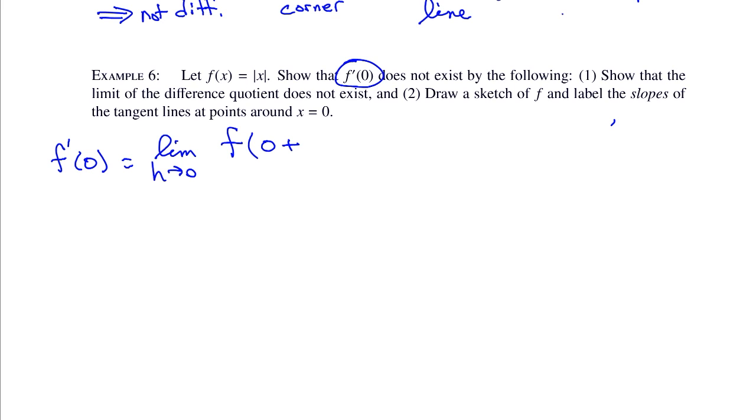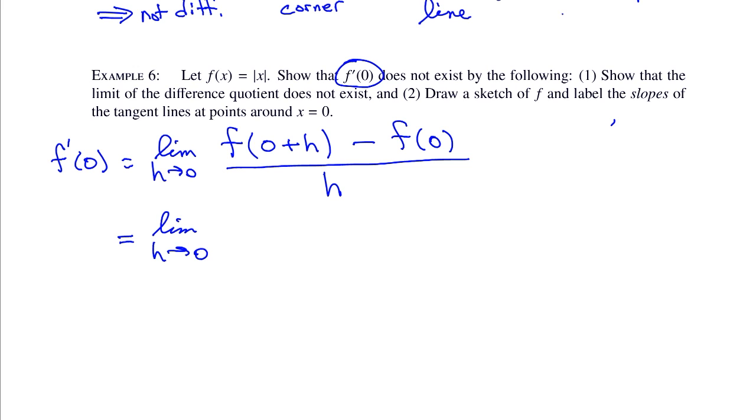So it's f of 0 plus h minus f of 0. We did an example like this when we first started doing difference quotients with derivatives. We plugged in the x value of the one that we wanted. In general, this is a bad idea, but we need it to show that it doesn't exist because the derivative only doesn't exist at one point. This is the limit as h goes to 0. 0 plus h is h, and the function is the absolute value function. So this is the absolute value of h minus the absolute value of 0 over h.